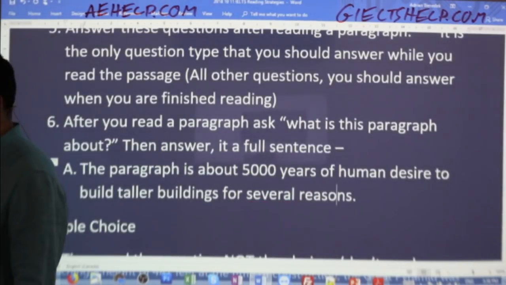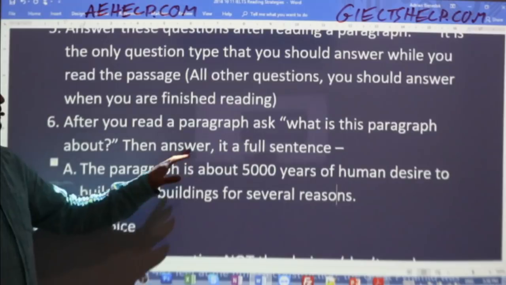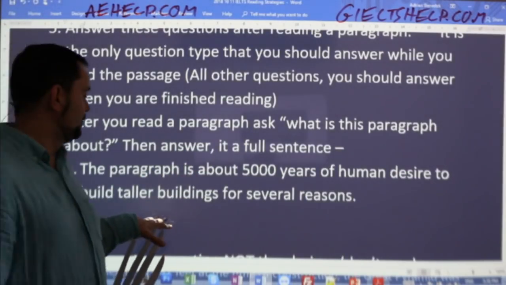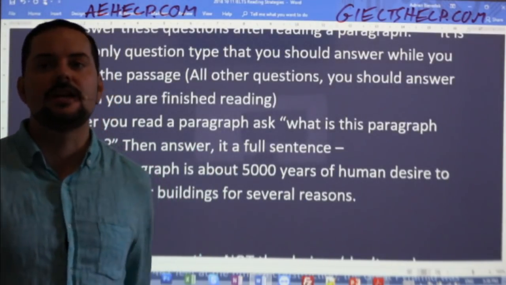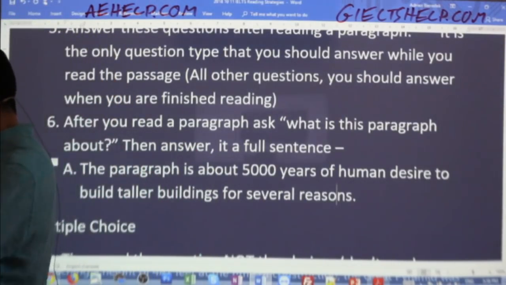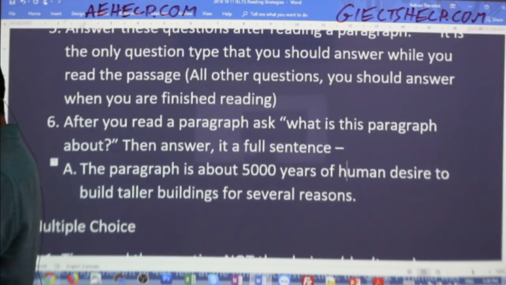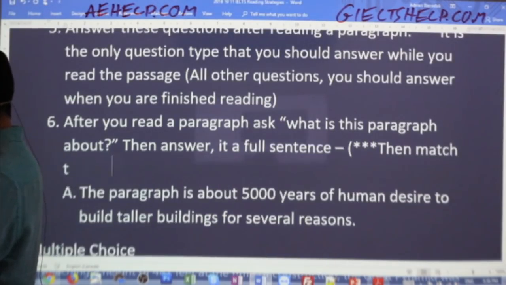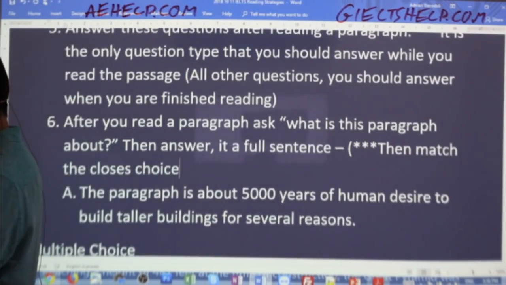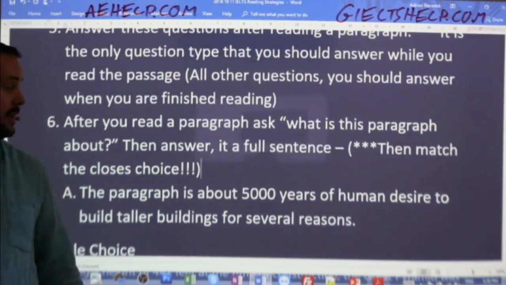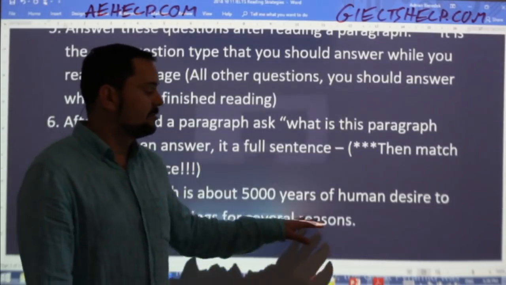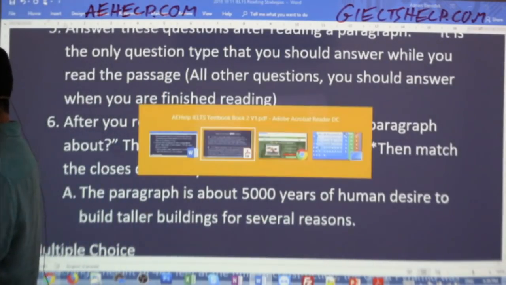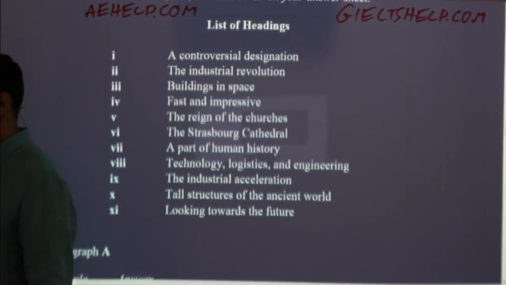All right, so that's my full sentence answer. The paragraph is about 5,000 years of human desire to build taller buildings for several reasons, okay? Technology and so on and so forth. So now what I want to do, okay, is then match the closest choice, okay? So if I'm thinking about this, the paragraph is about 5,000 years of human desire to build taller buildings for several reasons. What is the closest choice from the options given?